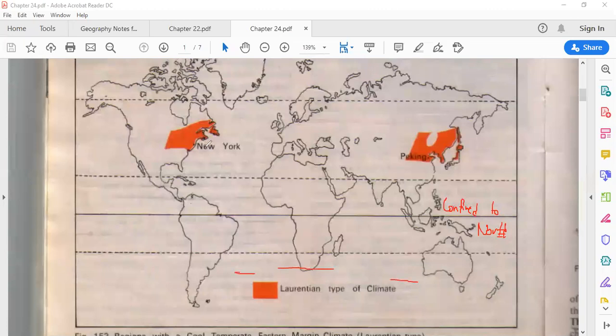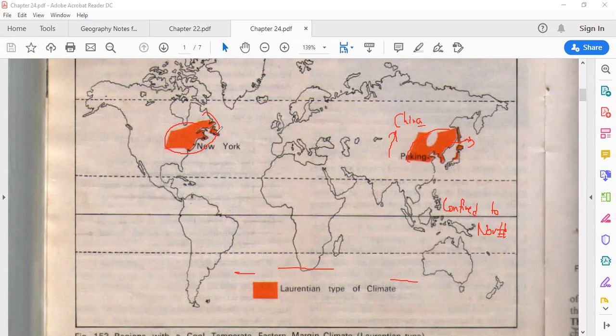So New York, all these areas, even portions of Canada and USA, and Peking. See, China is very versatile when it comes to climatic regions. It has so many climatic regions. It must be a very interesting place to visit. Not now, but yes. So these areas are witnessing the Laurentian climate, and portions of US and Canada also witness it. The important thing is that it is confined to the northern region.